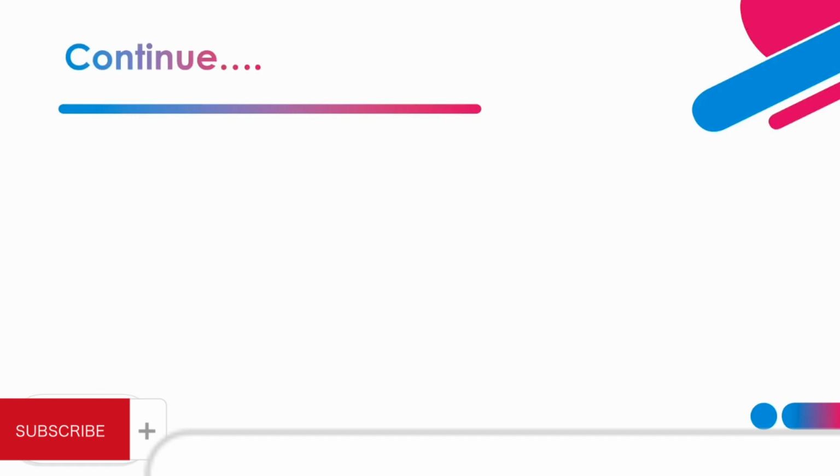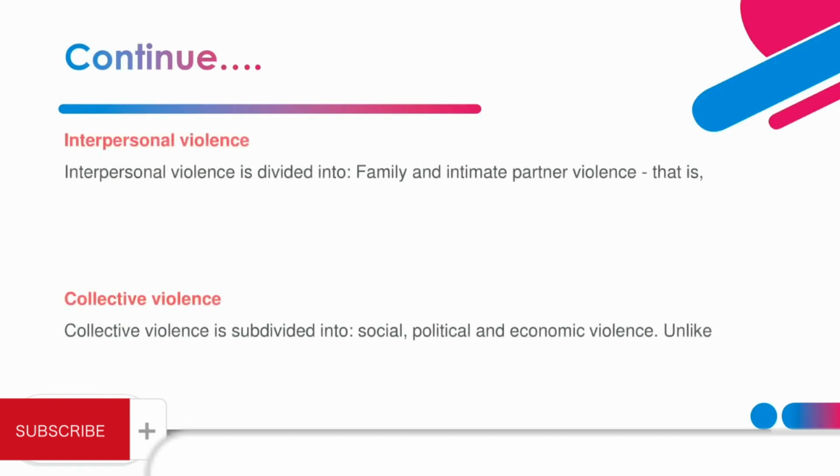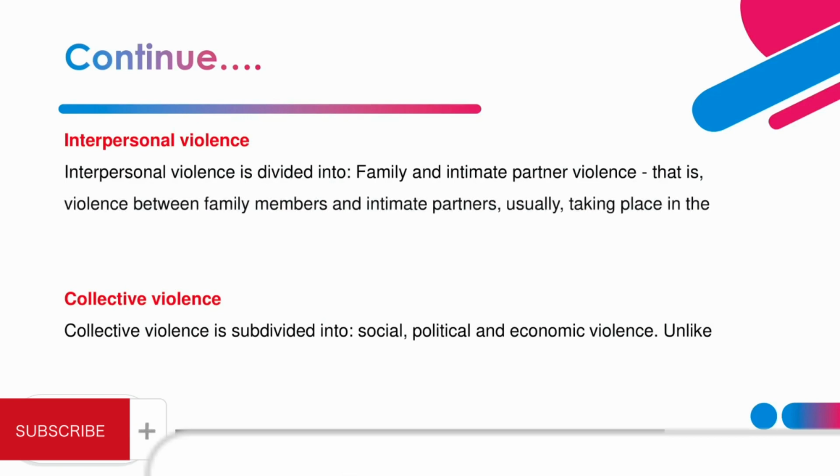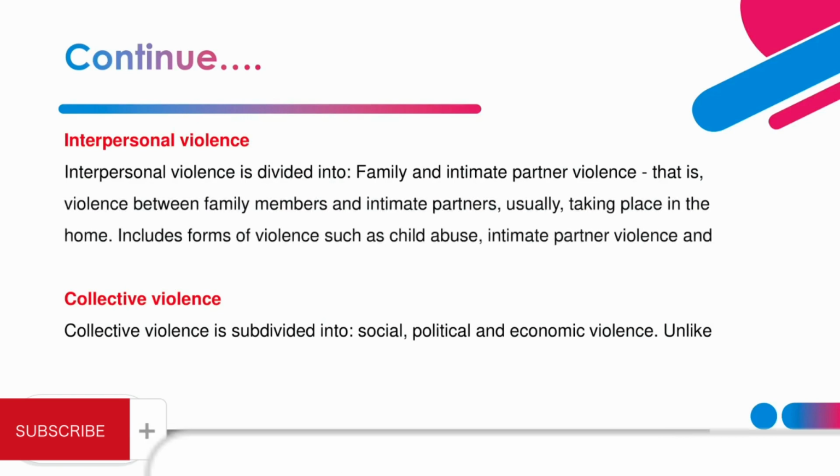Interpersonal violence. Interpersonal violence is divided into family and intimate partner violence, that is, violence between family members and intimate partners, usually taking place in the home. It includes forms of violence such as child abuse, intimate partner violence and abuse of the elderly.